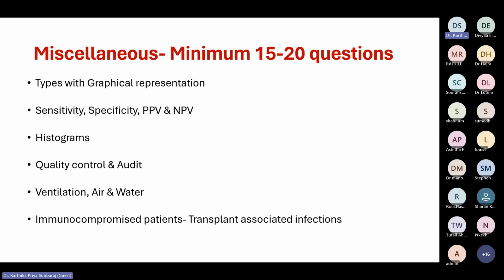First is outbreak. What are all the types of outbreak? They might give something like a graph and ask whether it is a point source or a continuous kind of source. What's the source of the outbreak kind of questions? And then statistics kind of questions: sensitivity, specificity, PPV, NNT, number needed to treat. And they can give histograms, they can give graphs like a forest plot, or they can give a random histogram and ask what is the statistical representation here. And then quality control and audit, which I've already mentioned.